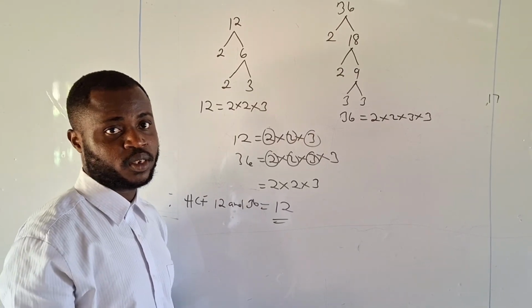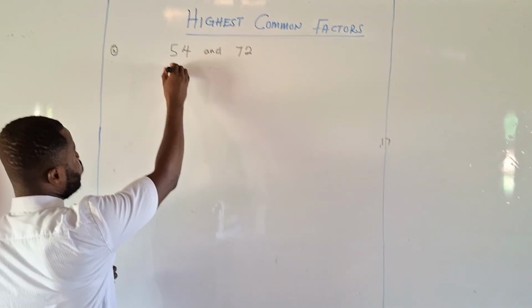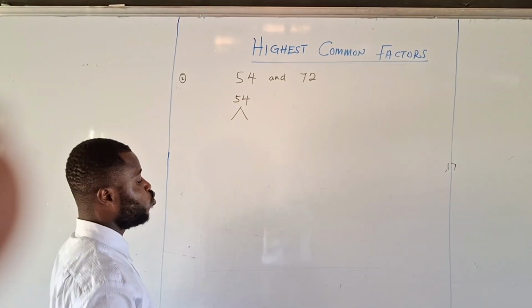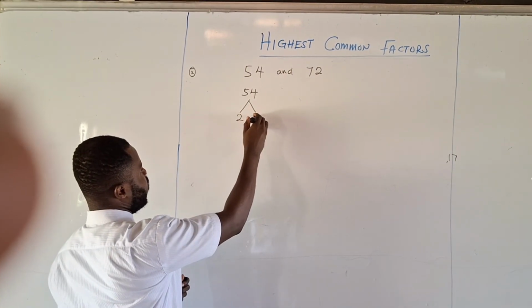Let's take another question. We have to find the HCF of 54 and 72. So 54, with a factor of 3. Can 2 work with 54? The answer is yes. So 2 and 27.